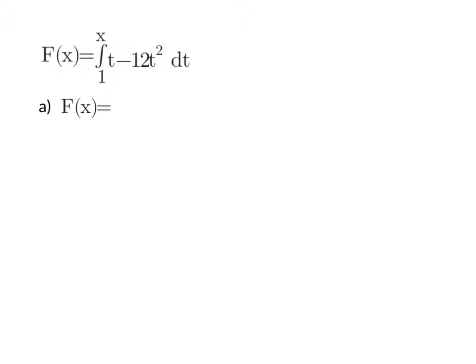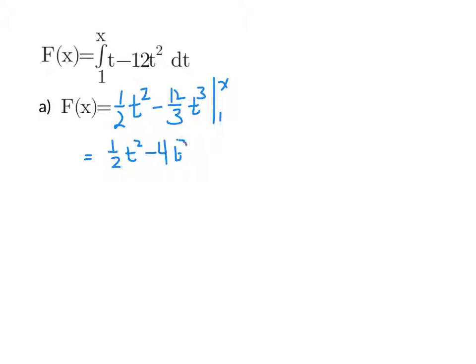So if we're going to integrate t minus 12t squared, on the first t I'm going to increase the power to 2 and then divide that coefficient by 2. On the t squared, I'm going to increase that power to 3 and then take 12 and divide it by 3. And evaluate this integral from 1 to x. So we're looking at 1/2 t squared minus 4t cubed evaluated from 1 to x.